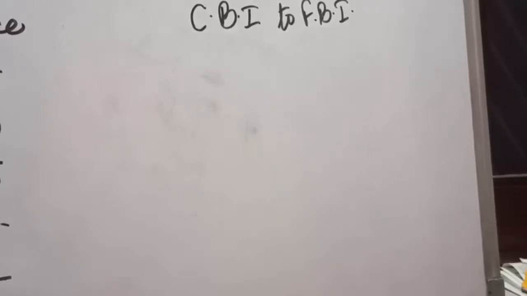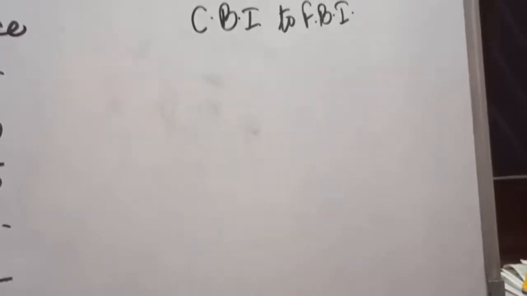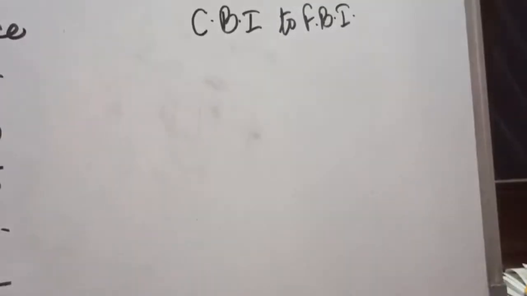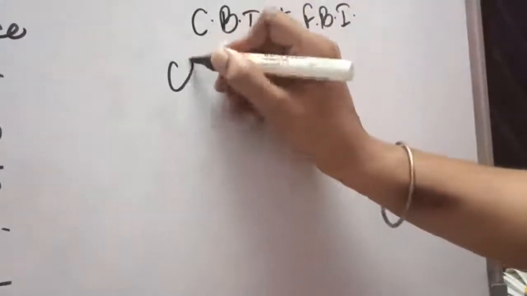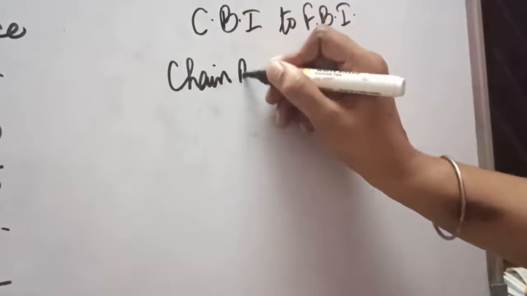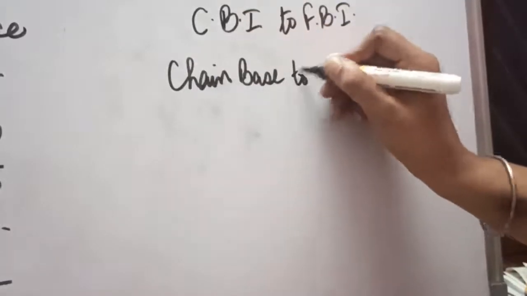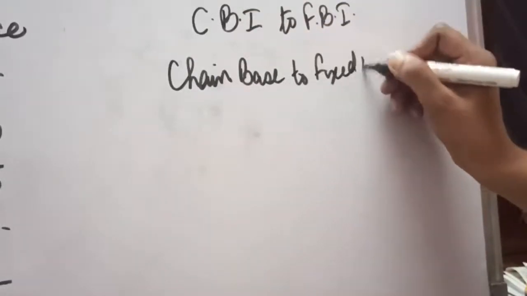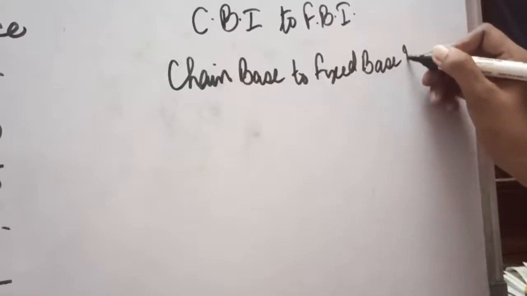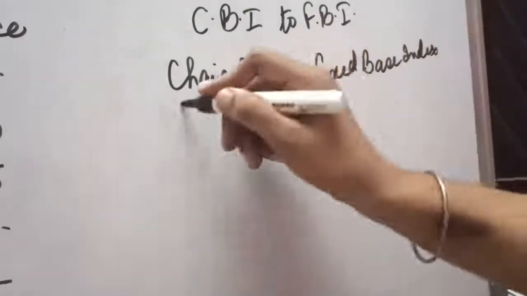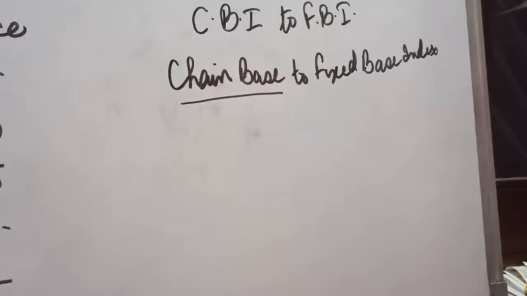Now next is the calculation or conversion of CBI to FBI. Sometimes in the questions we are given that we have to convert chain base index into fixed base index. So you will be given in the question the already calculated chain base index. You simply have to convert it into the fixed base index.